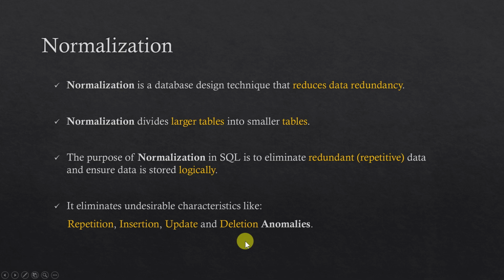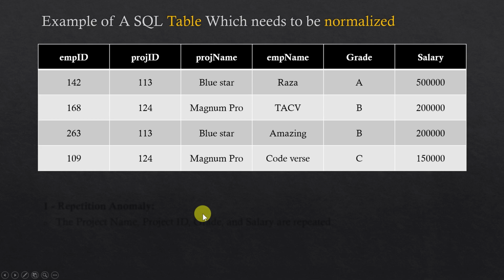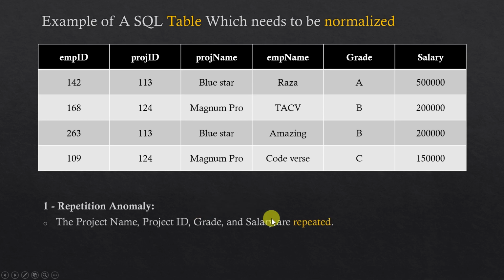So, let's find out what they are. The first one is repetition anomaly, and you can see that the project name, project ID, grade, and salary are repeated. Here is the salary, and here is this salary which is being repeated. The grade is also being repeated, and the project ID and the project name are also being repeated. So, in order to remove this anomaly, we will apply normalization.